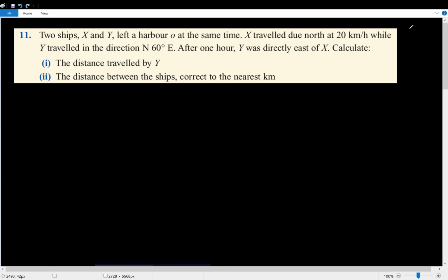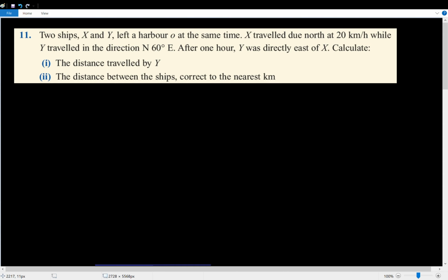This is question 11 in exercise 4.3 in Project Maths 3A. Two ships, X and Y, left a harbour, O, at the same time. X travelled due north at 20 km per hour, while Y travelled in a direction north 60 degrees east. After 1 hour, Y was directly east of X. We've got to calculate, first, the distance travelled by Y, and second, the distance between the ships correct to the nearest kilometre.